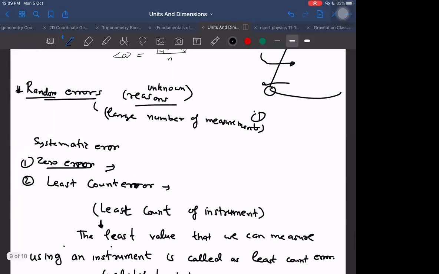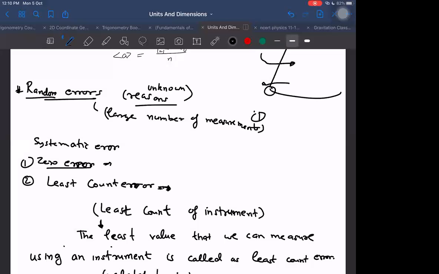Zero error. Zero error is also something which we know in the beginning only, and we can do something to correct it. What we do to correct the least count error? Only thing I can do is I can change the instrument, and I can use a better instrument. I will not be able to correct it, but I will be able to reduce it. What should I do to reduce the zero error, or to correct the zero error? We can correct also. How can we correct the zero error?